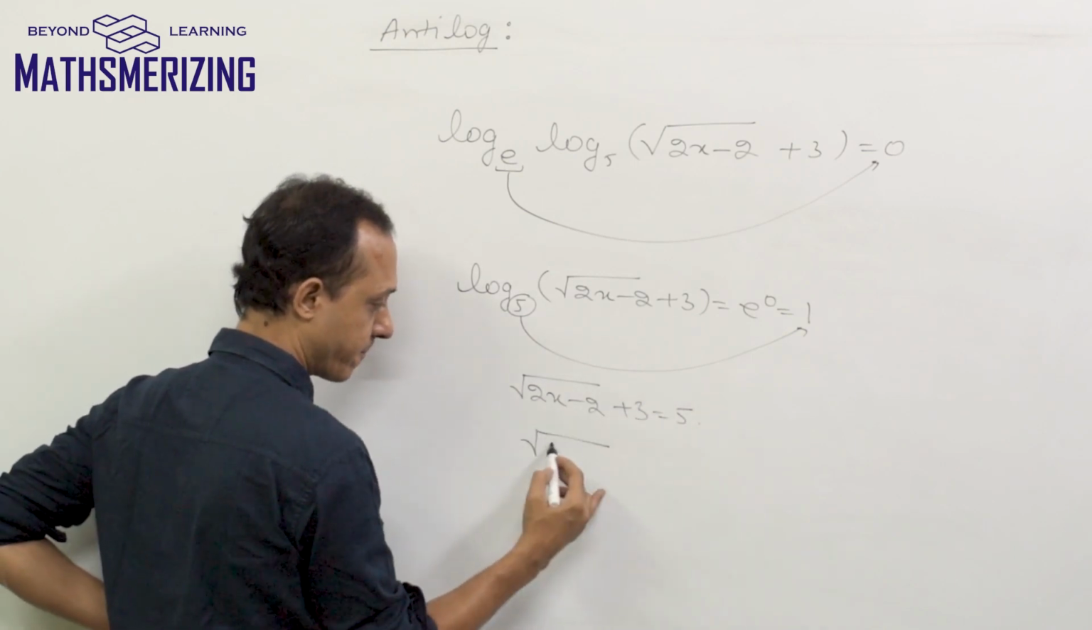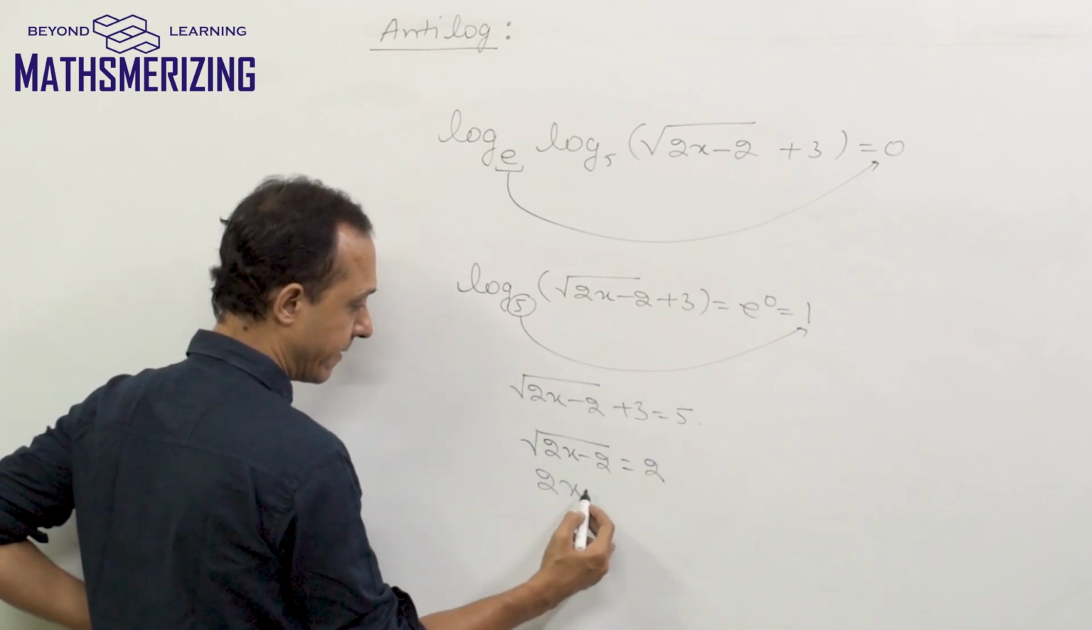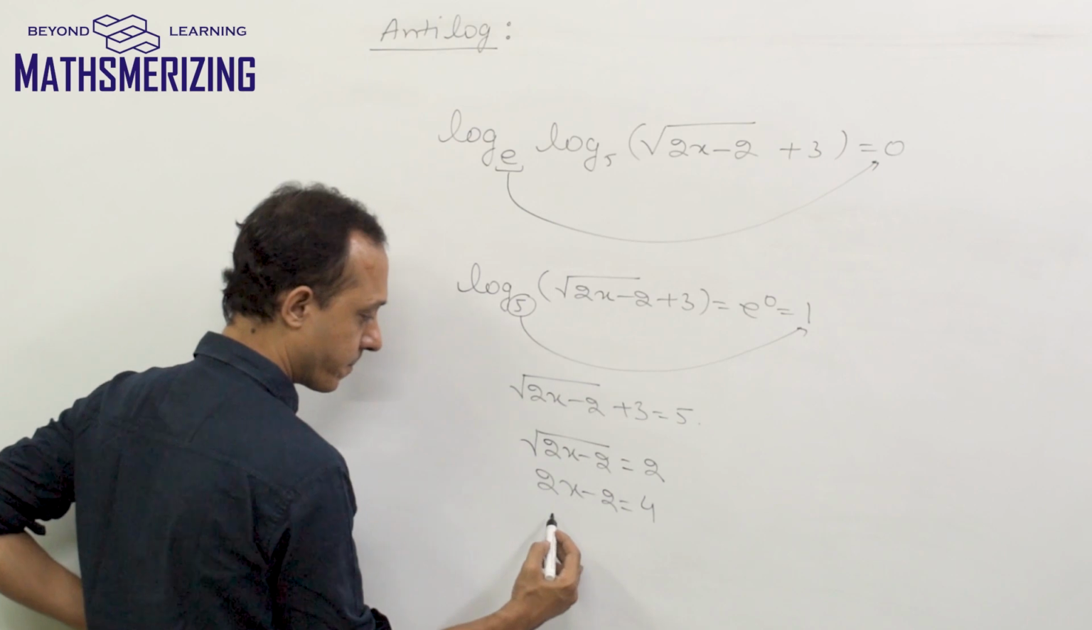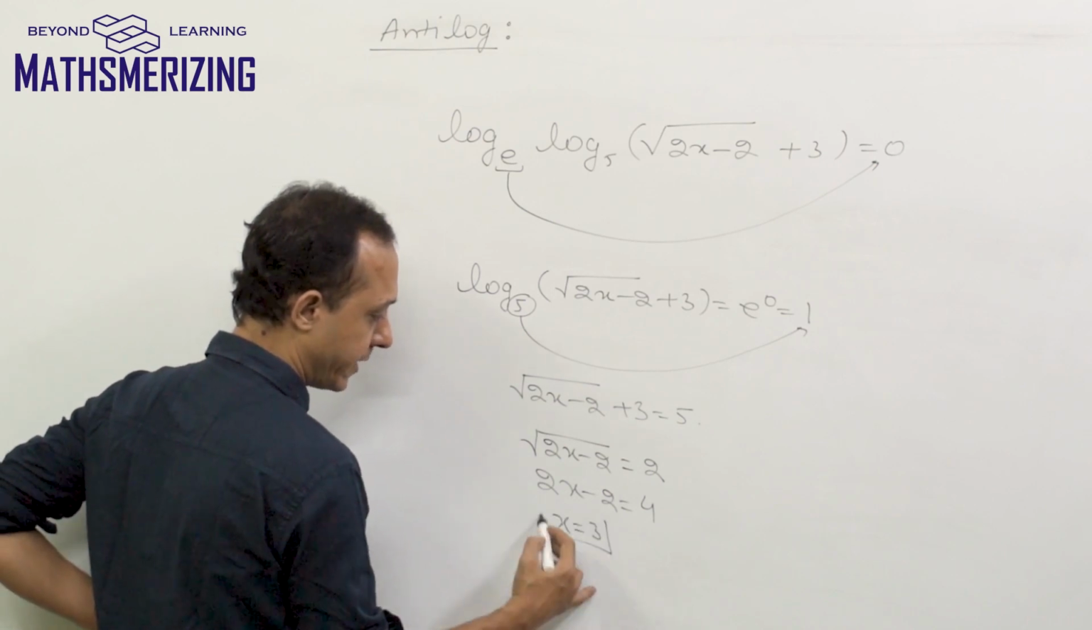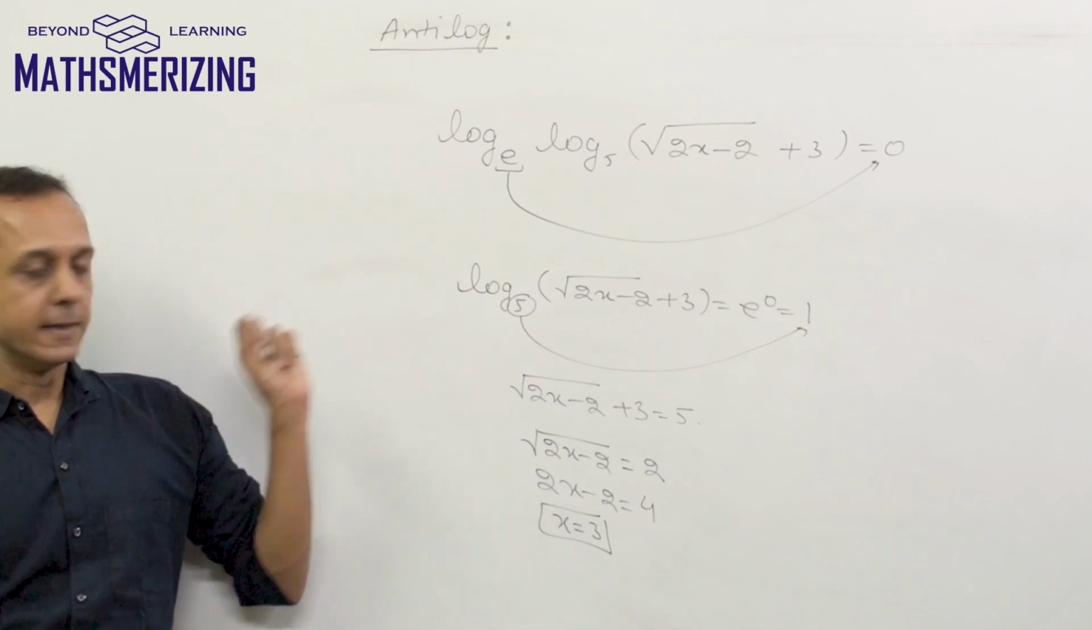So under root of 2x minus 2 is equal to 2. Now if I square, I'll write 2x minus 2 is equal to 4, which is x is equal to 3. So the answer to this question will be the value of x should be equal to 3.